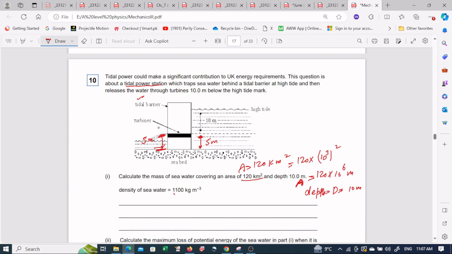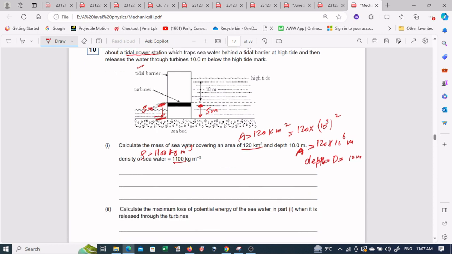The density of water is 1100 kilograms per cubic meter. Now we have to find the mass of the seawater. Simply use the density equation: density is equal to mass per unit volume, so mass is equal to density multiplied by volume. First we have to find the volume, which is area multiplied by depth, because area has two sides and depth is the third side. If we multiply length, width and height, we get the volume.